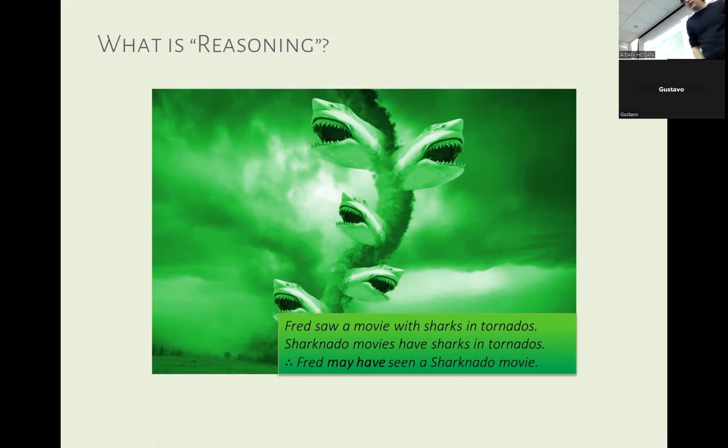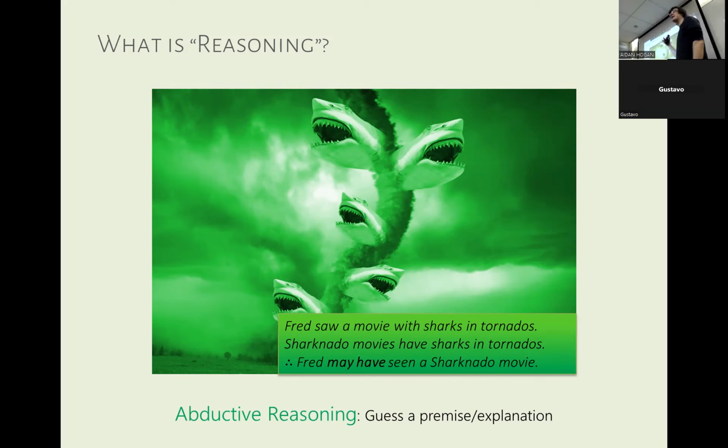This type of reasoning is called abductive reasoning. The idea is to guess or propose a premise that explains something. So kind of what led to this point? What was the premise that, based on the rule and the conclusion, what might the premise have been?